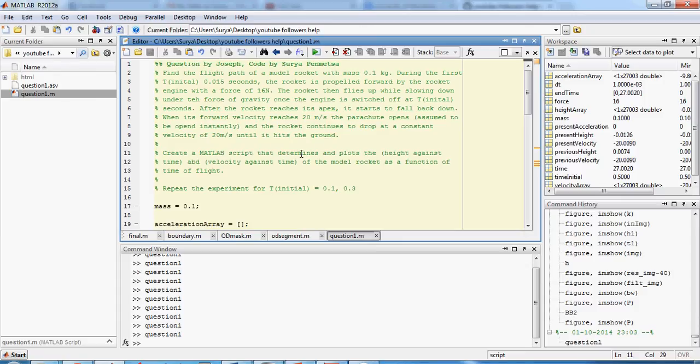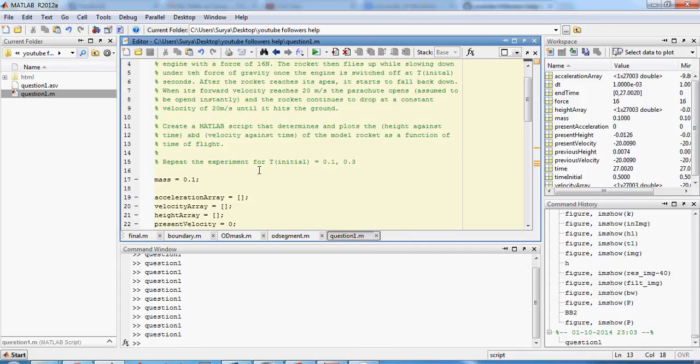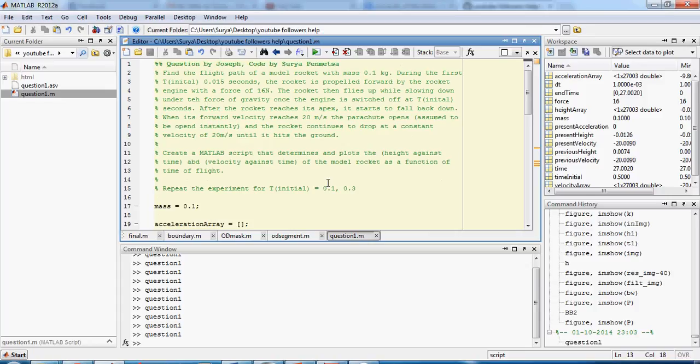Create a MATLAB script that plots the height against time and velocity against time of the model rocket as a function of time of flight. Repeat the experiment for different values of T initial.